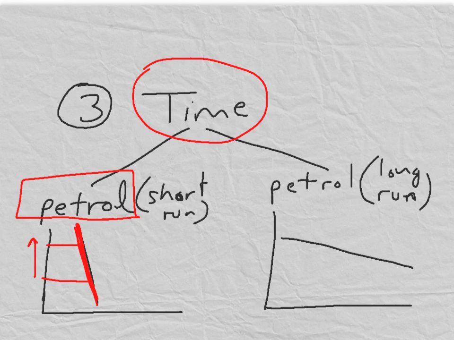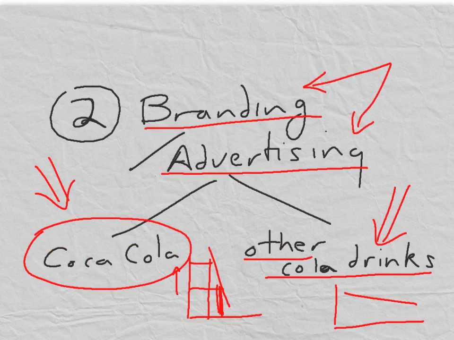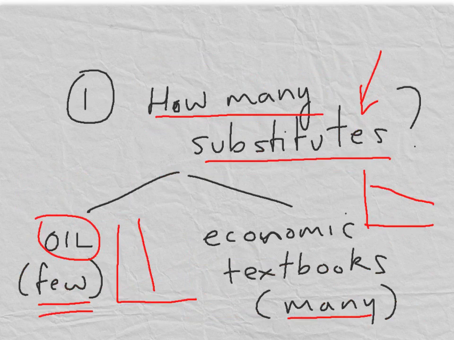For example, electric cars. And so over time, the demand curve of petrol will go from being inelastic to being much more elastic. So time is a factor that determines the price elasticity of demand, as well as the others we have considered, such as branding and advertising, and the number of substitutes available for a product.